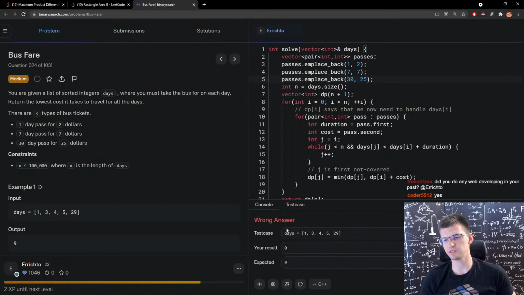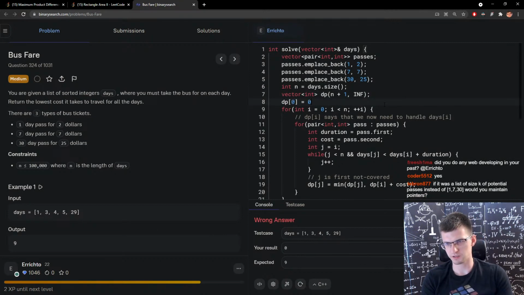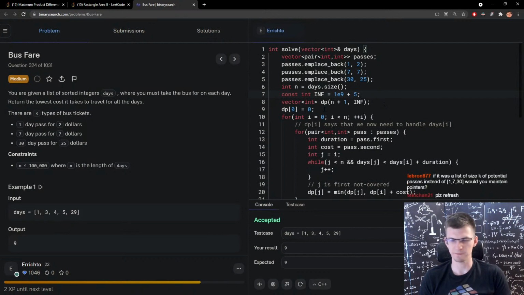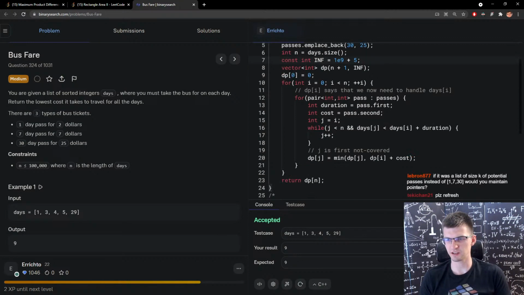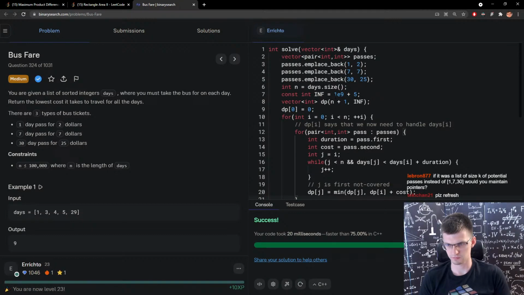Oh, my result is 0 because by default everything is 0, and then I minimized and I do nothing with that. I want to fill it with infinity, and just starting at 0 is allowed. I use infinity rather than int max because if int max is added to something, it will overflow. I try not to use int max. Done.